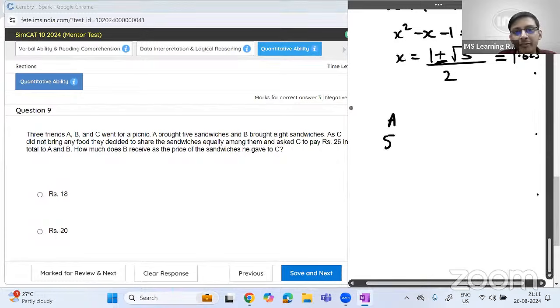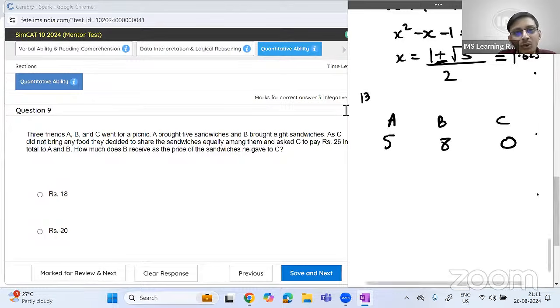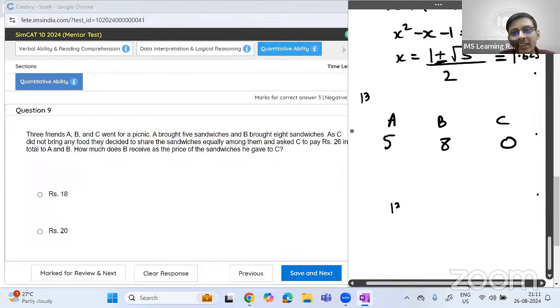A got 5. B got 8. C got 0. Total 8 plus 5, 13. So they shared equally. Each one got 13 by 3. Okay, now how much did A give? A gave 5, we can write it as 15 by 3. B gave 8, we can write it as 24 by 3. So A gave 15 minus 13, 2 by 3. B gave 24 minus 13, 11 by 3.